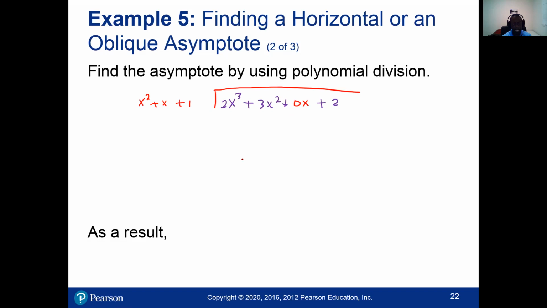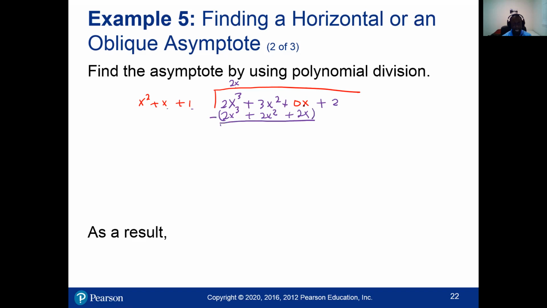So this goes into that how many times? Now, let us do the math. x squared goes into 2x cubed how many times? It will be just 2x, because 2x times x squared is 2x cubed, then 2x times x is 2x squared, and 2x times 1 is 2x.